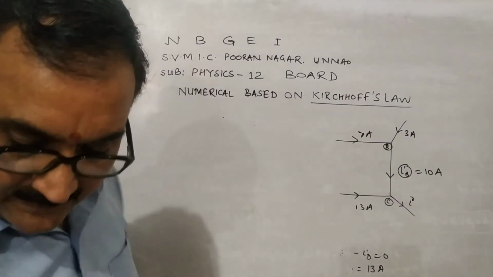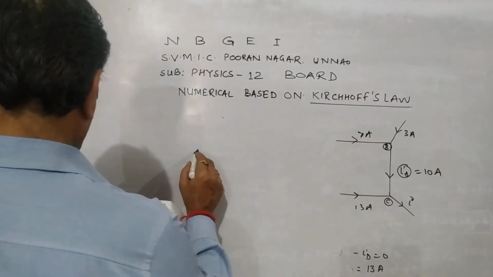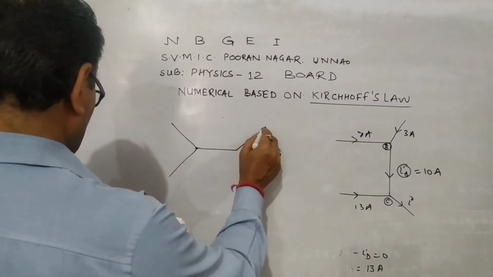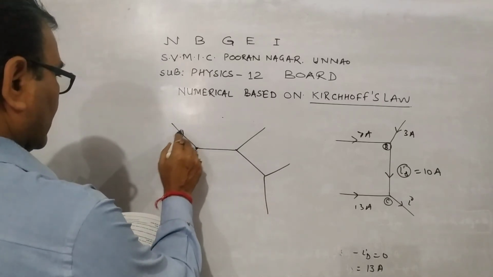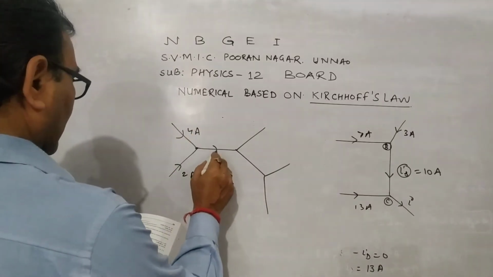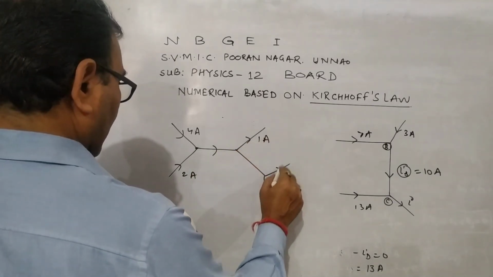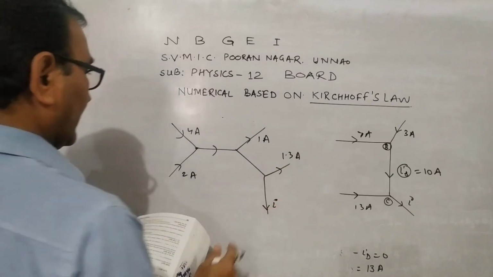That is another question here. This one. This is 4 ampere and this is here 2 ampere and this is here 1 ampere. This is here 1.3 ampere, and now you have to calculate I here.